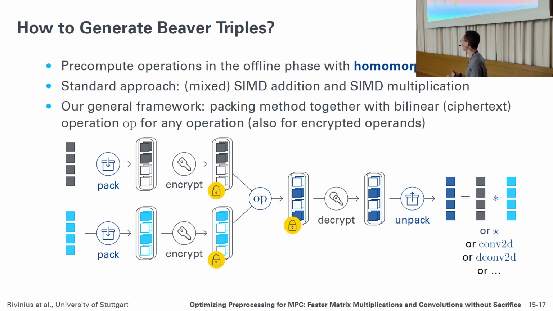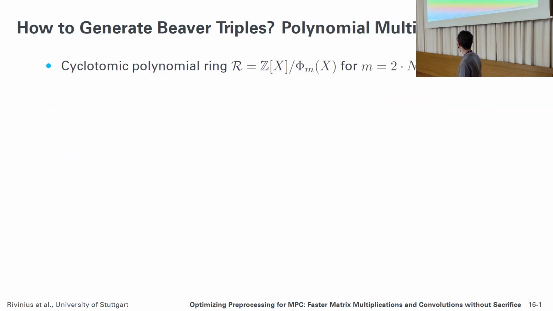And we extend both standard techniques for speeds, one where you have the two encrypted operands and one where you have only one encrypted operand.